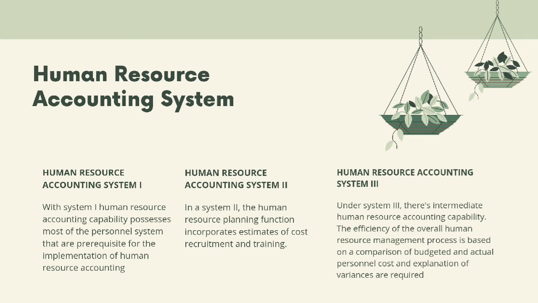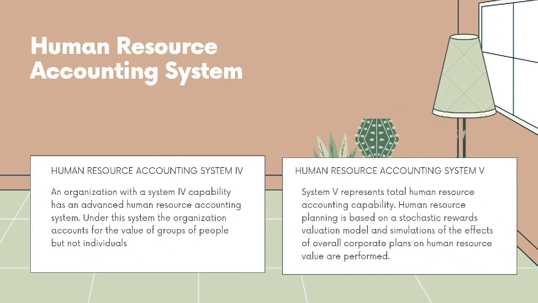And then the fourth human resource accounting system. An organization with this system capability has an advanced human resource accounting system. Under this system, the organization accounts for the value of groups of people, but not individuals.